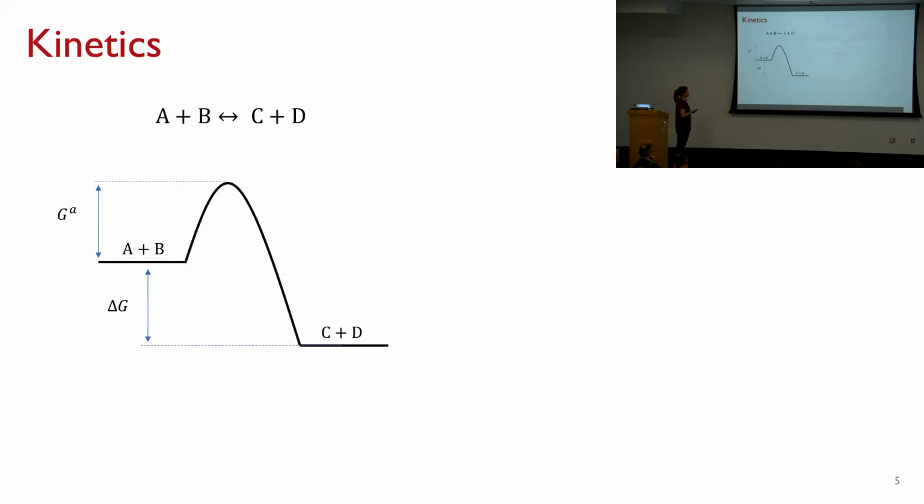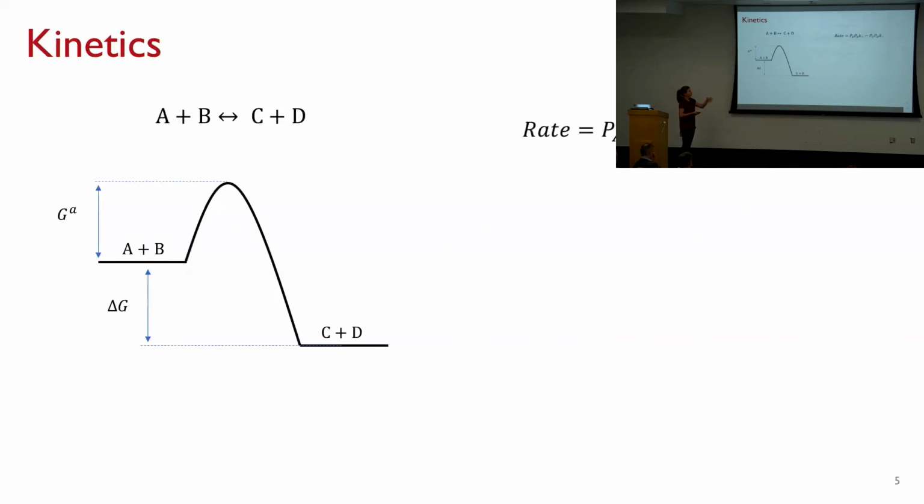The first is the thermodynamic driving force, or delta G. So how much more stable, in this case, I've drawn an exergonic reaction, how much more stable are the products than the reactants? And the other quantity is the free energy of activation, GA. Effectively, this is the barrier that is required to get from reactants to products. And this tells you about how much time it will take for your system to reach thermodynamic equilibrium.